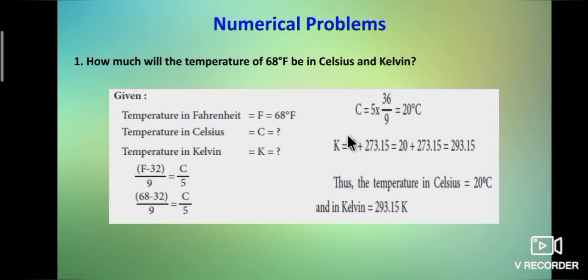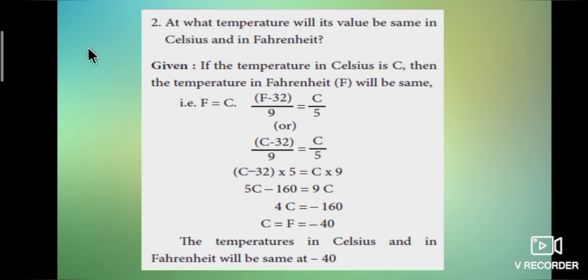What is the Celsius? We found already 20 degrees Celsius. So 20 plus 273.15 is equal to 293.15 Kelvin. Thus the temperature is 20 degrees Celsius and in Kelvin 293.15 Kelvin. Then second problem, at what temperature will its value be same in Celsius and in Fahrenheit?